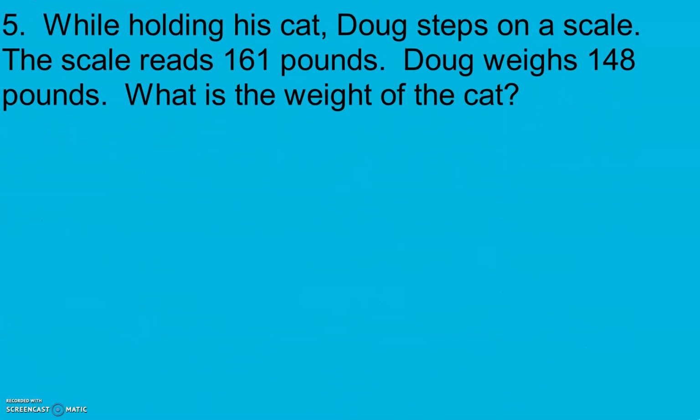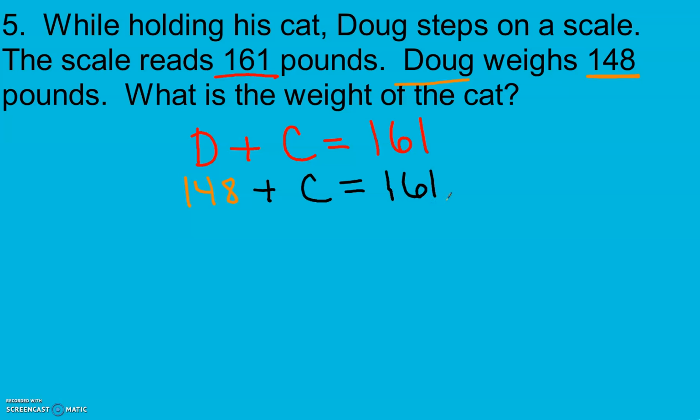While holding his cat, Doug steps on a scale. The scale reads 161 pounds. Doug weighs 148 pounds. What is the weight of the cat? So here, Doug and his cat step on the scale. And the scale reads 161 pounds. We know that Doug is 148 pounds. So instead of a Doug, a D, I'm going to put 148. I don't know anything about the cat yet, and it doesn't change that their total weight was 161.